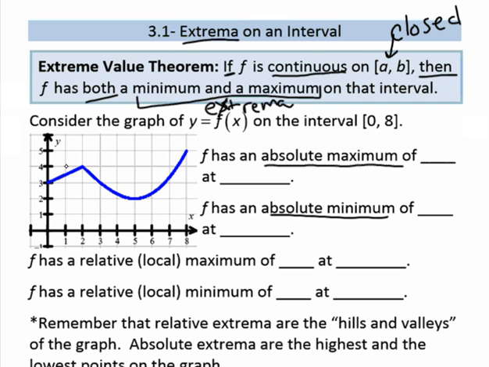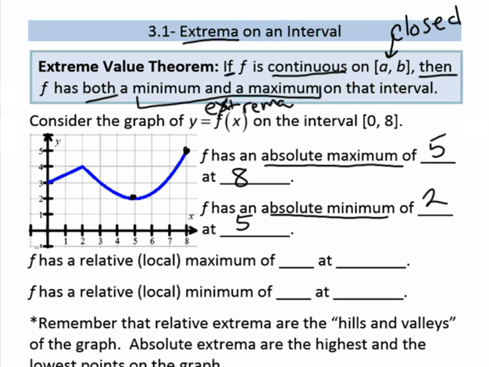On this interval from 0 to 8, the highest value occurs at 8, but the absolute maximum is 5. So f has an absolute maximum of 5 at the position 8. It's very important that you do not say it has an absolute maximum of 8. The absolute maximum is not 8, it is 5. Then the absolute minimum of this graph occurs here, and the absolute minimum is 2, and it occurs at 5.